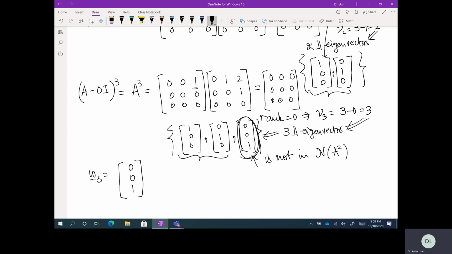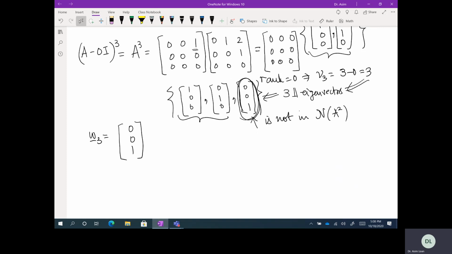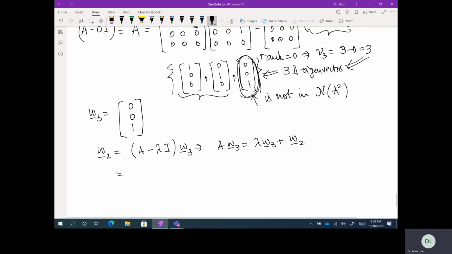And I'm going to use W3 to generate W2 and W1. So what is W2? W2 is simply A minus lambda I times W3. Why is this? Because this implies A times W3 is equal to lambda times W3 plus W2. And this implies, what is W2?